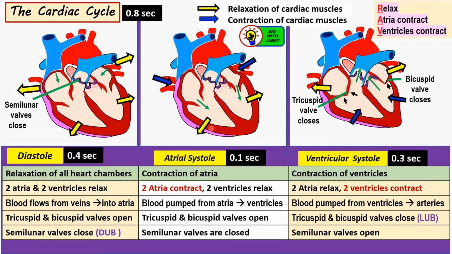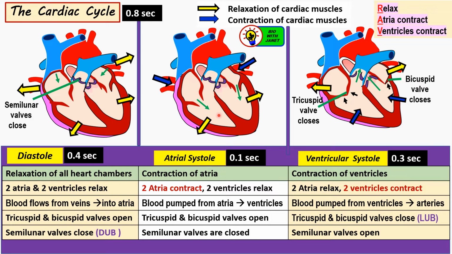Next comes the contraction of the two atria. We call that atrial systole, and it's very fast. It's only 0.1 second. So the two atria contract, whereas the two ventricles relax. So when the atria contract, the ventricles must relax, and vice versa, so that there is a system of blood flow.